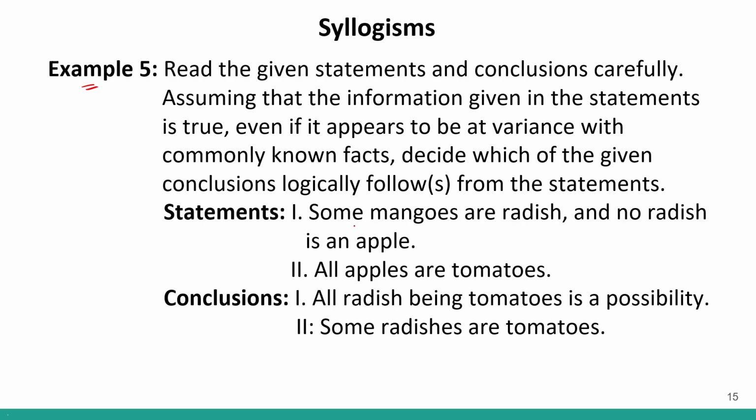We have to decide which conclusions will follow. First statement is some mangoes are radish. That means if this is my mango, there will be some mango that will be radish. Correct? This portion. Some mangoes are radish. And no radish is apple. That means radish and apple will be separate entities. Radish and apple will not overlap. Correct?